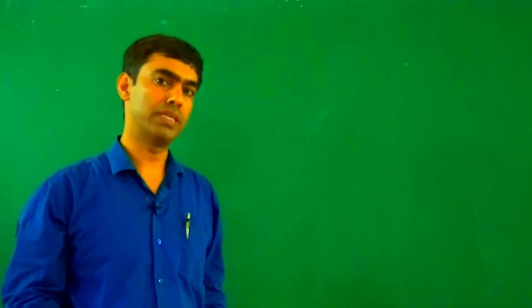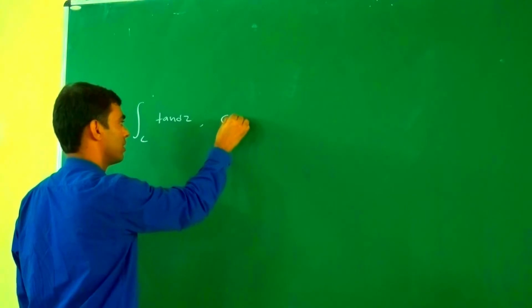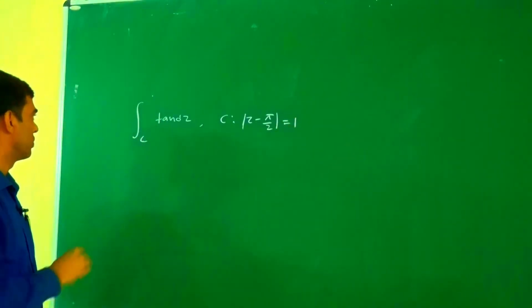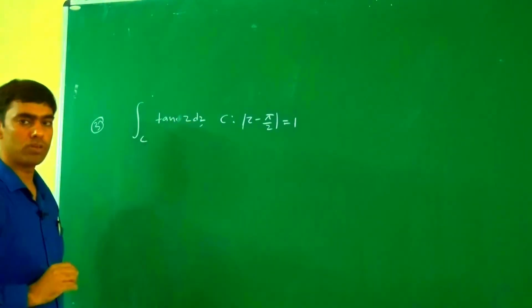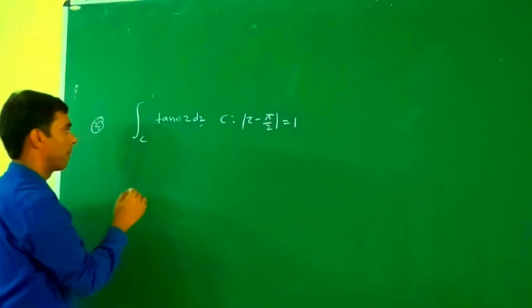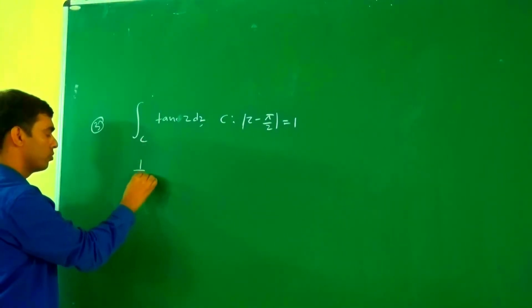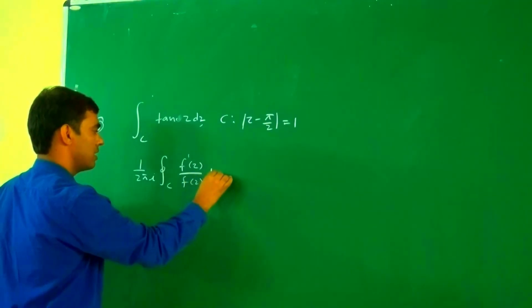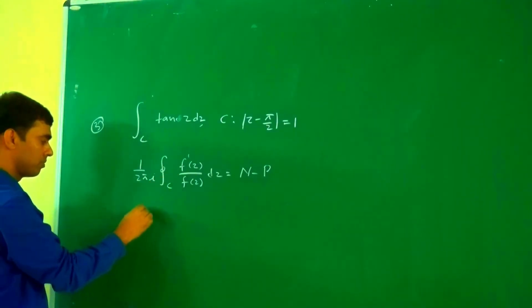Now if we try to solve the integral over C of tan z dz, where C is mod z minus pi by 2 equal 1, this is a third problem. How do we solve this? If we write this using the argument principle, what is the argument principle? 1 upon 2 pi i integrate over C f dash z upon f z dz equal n minus p.